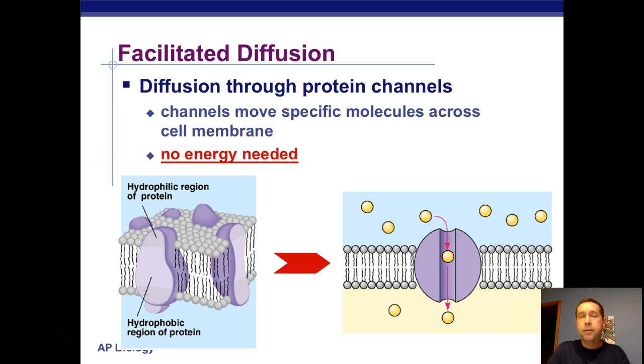Again, because it's diffusion, there's no energy required for this type of movement. It's going to go from high concentration to low concentration. The difference is, in simple diffusion, it goes through the phospholipid bilayer. It would be nonpolar small molecules. Polar large molecules need a channel protein. So facilitation means it moves with help.